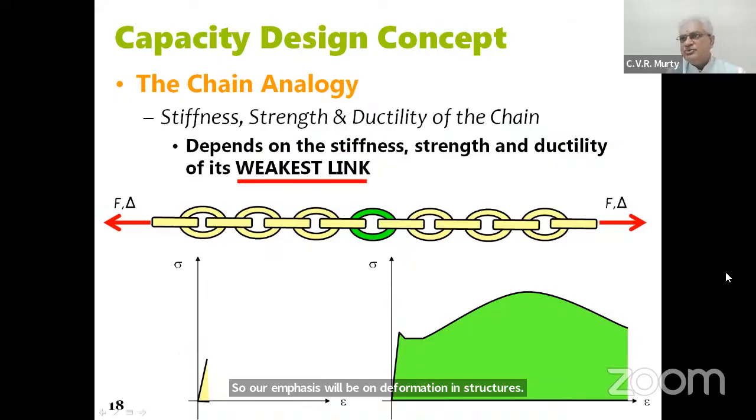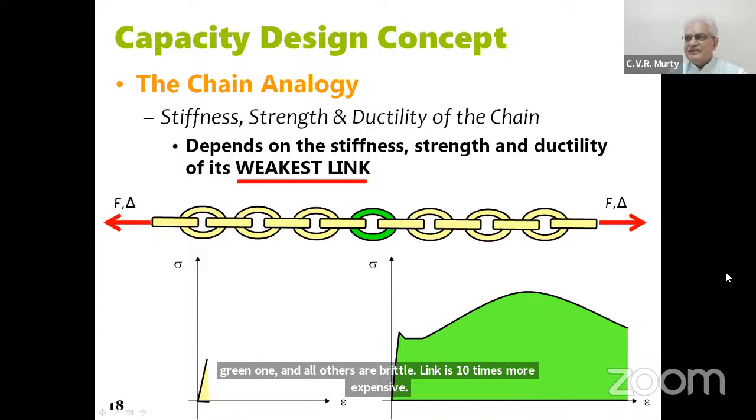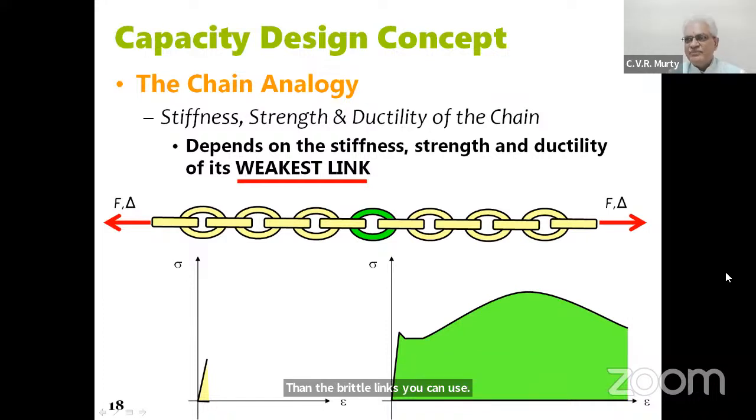We also need to talk about a concept of chain analogy. You have a chain and it is made up of links. Now, the ductile link is only one of them, which is the green one, and all others are brittle. Ductile link is 10 times more expensive than the brittle links. You can use the brittle links in large number, but you can use ductile links only in small number if you want to make it an economical structure.